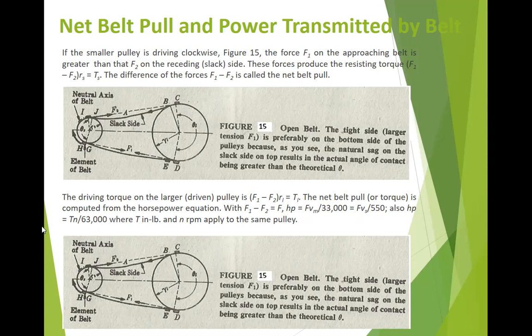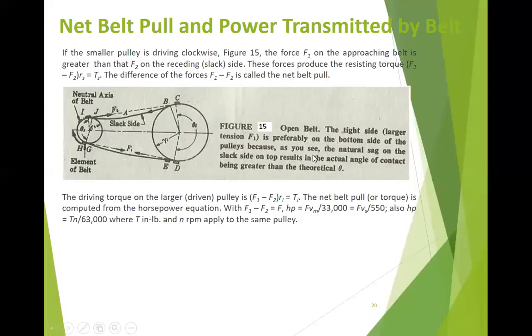Also, horsepower is equal to TN divided by 63,000, where T is in inch-pounds and N is the RPM applied to the same pulley. Okay. So, take note, torque are different. The product of torque and speed is what is equal, kasi yung speed is different, not constant.